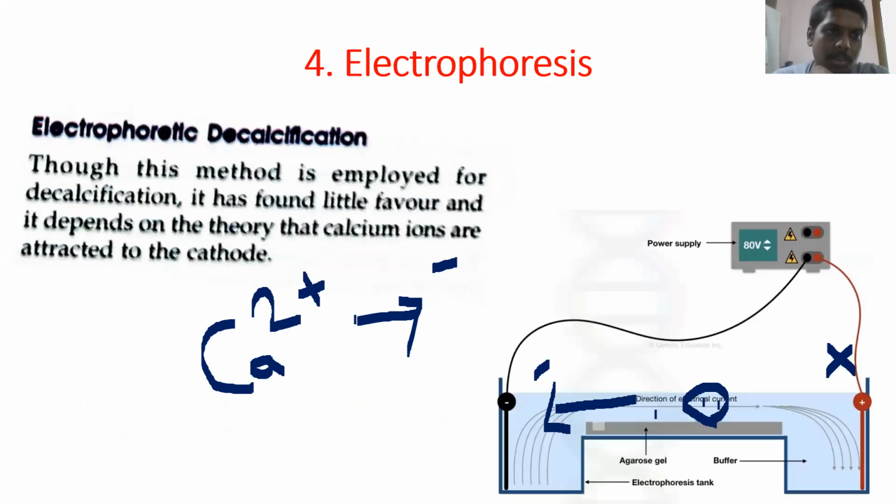Next we have electrophoresis. Electrophoresis is a method of removing calcium ions by their charge, by applying electricity to the solution. We know that calcium has a positive charge, and it will migrate towards the negative electrode upon electrophoresis. This way, we can remove the calcium ions from the bone, but it doesn't have much benefit, and we are not using this technique regularly in the labs.